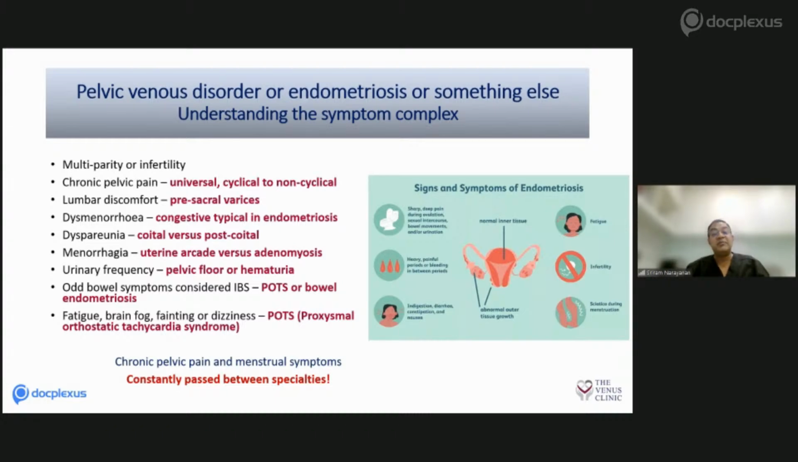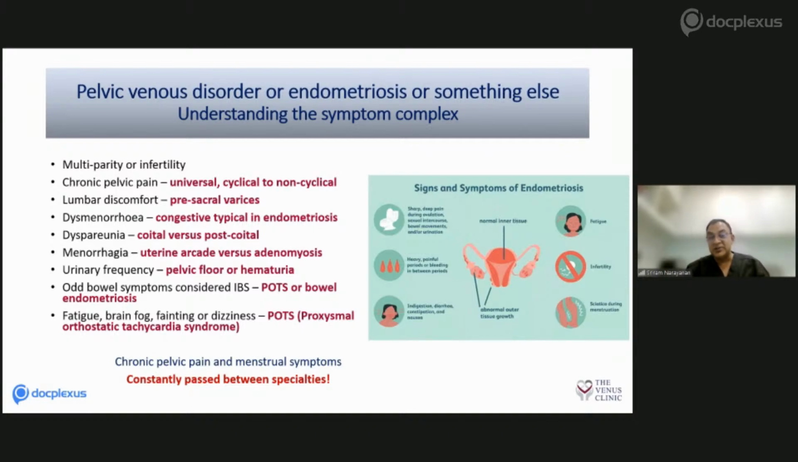They often have Mirena coils, intrauterine contraceptive coils, inserted in order to try and control their periods. If it is again endometriosis, it would be helpful. If it is not endometriosis, then it could make things worse. And the key question when a patient presents with chronic pelvic pain and some menstrual symptoms is, do I send them to a pelvic venous disorder specialist or a vascular surgeon who deals with it, or should they go to a gynecologist?